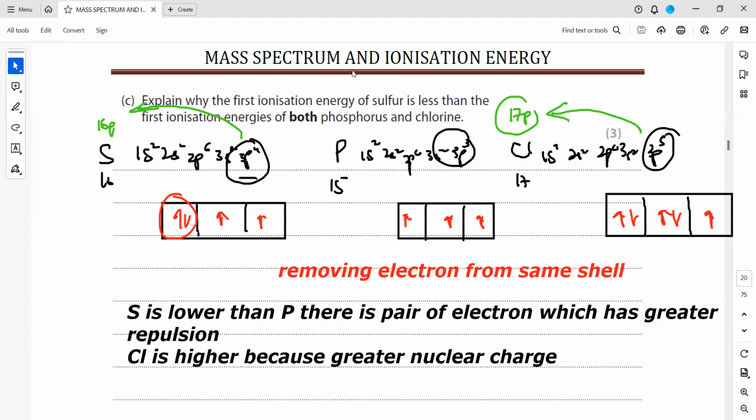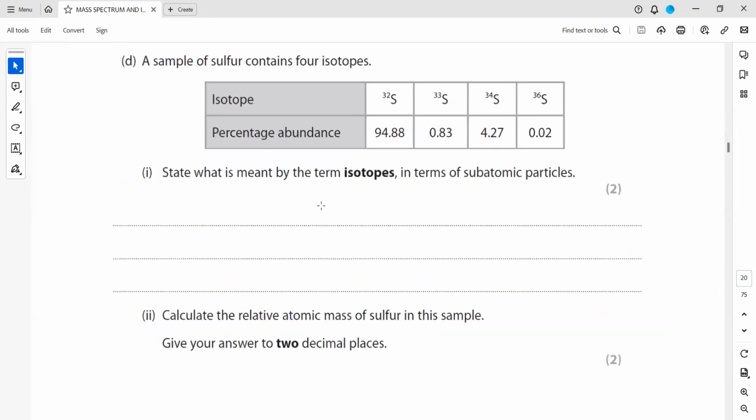So between phosphorus and sulfur, why is there a small difference? Because sulfur has a pair which experiences more repulsion. But even though chlorine has 2 pairs, which means more repulsion, that repulsion is less compared to the attraction of the 17 protons. As a result, chlorine will have a high ionization energy.